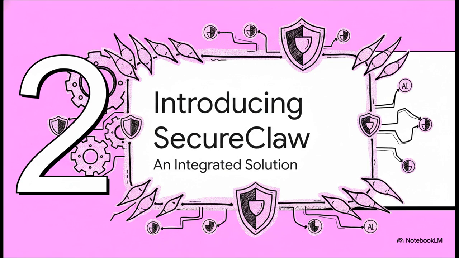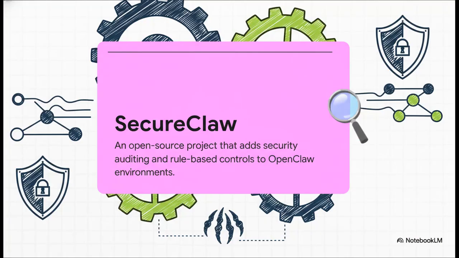So let's introduce it properly. It's designed to be a fully integrated open source solution. So what is it really? At its core, SecureClaw is an open source project from the team at Adversa AI. And its whole job is to add a really robust layer of security auditing and rule-based controls right into any environment that uses OpenClaw, which, by the way, is a super popular framework for building these autonomous AI agents.